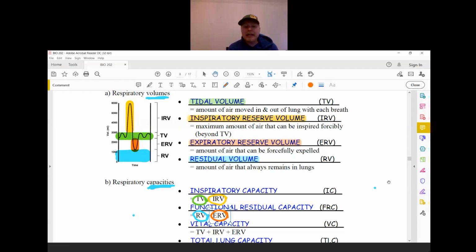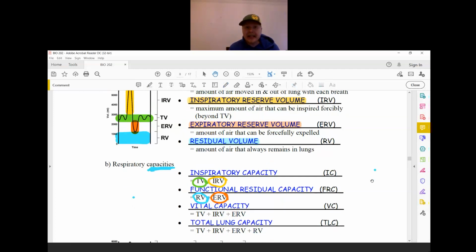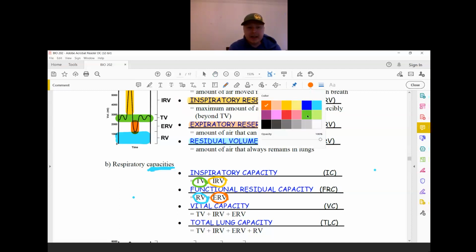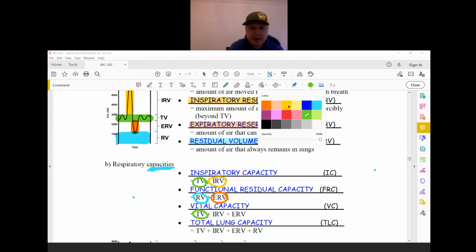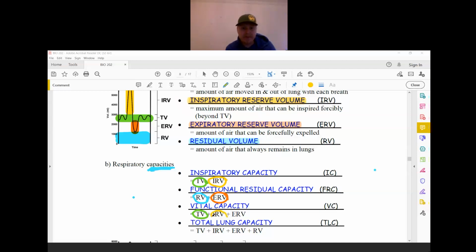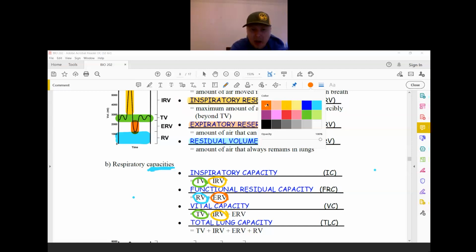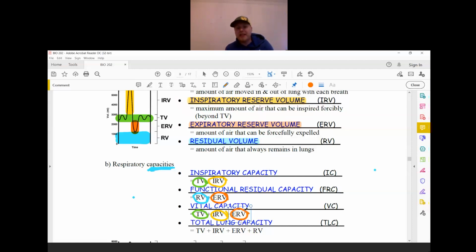If we want to calculate one's vital capacity, we take the tidal volume, our inspiratory reserve volume, and our expiratory reserve volume, and add all of those three together.